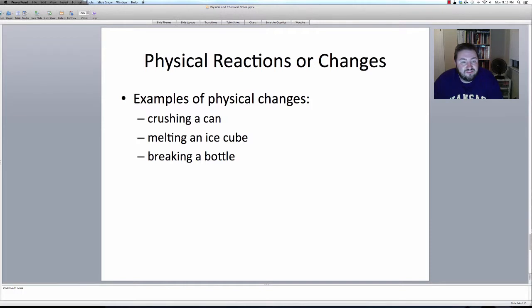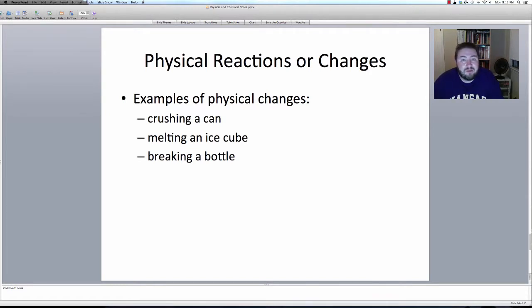So some examples of physical changes, crushing a can. I crush an aluminum can. I still have the same stuff. It just looks different, but all the molecules are still in the same order. I didn't make any new substances. Melting an ice cube. We've talked about this one. I take solid water. I give it energy. We melt from a solid to a liquid, but I still have the same water, just with a little more energy, but nothing new was made.